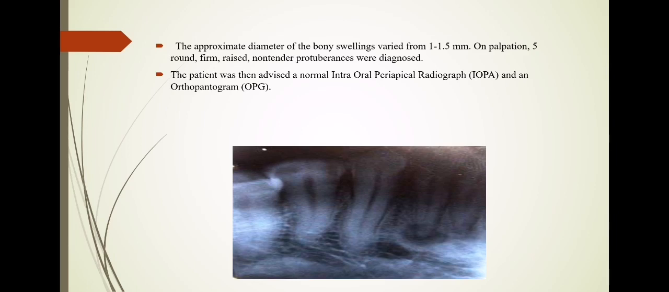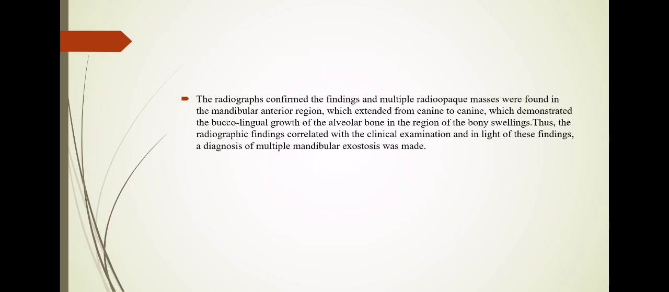So we took an intraoral periapical radiograph as well as an OPG for the patient, and as we can see, there are multiple radio-opaque nodules from canine to canine. And that is the radiographic finding. There are radio-opaque masses in the mandibular anterior region. Thus, the radiographic findings correlated with the clinical examination, and in light of these findings, a diagnosis of multiple mandibular exostosis was made.